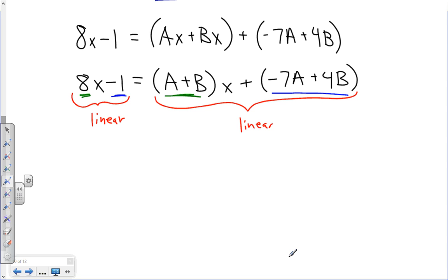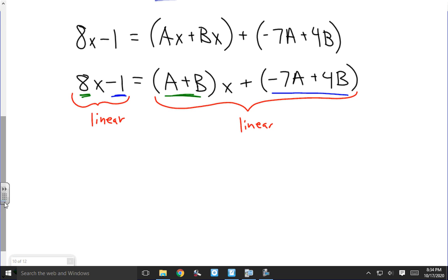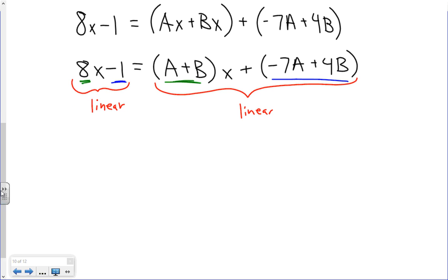In order for these two linear functions to be equal to each other, I have to have the same slope and the same y-intercept. Now, it turns out that this same concept we're talking about here with linear functions would extend to any polynomial. It doesn't matter whether it's quadratic, cubic, and so forth. That same thing has to be true. So what I can do now is rewrite this as two separate equations. I can take the 8 on the left side and set it equal to the a plus b from the right side. And I can take the negative 1 on the left side, my y-intercept, and set it equal to the negative 7a plus 4b that I have on the right side.